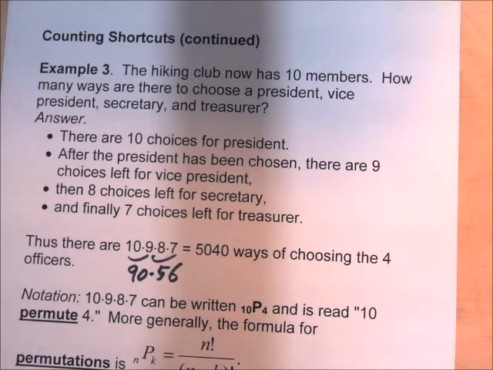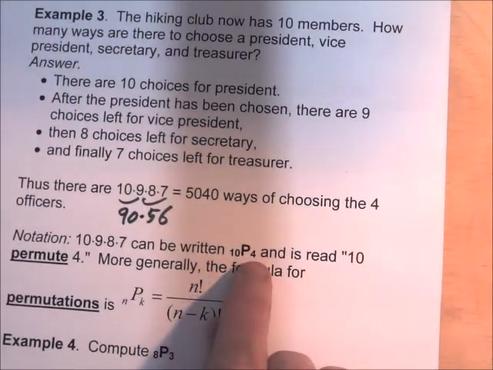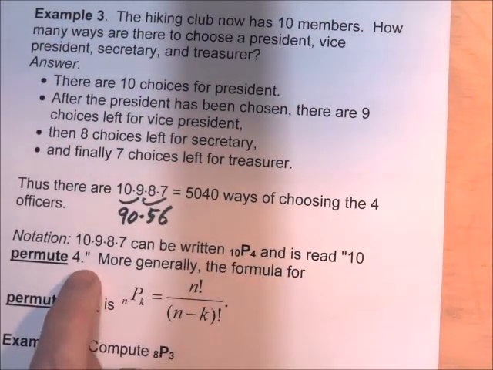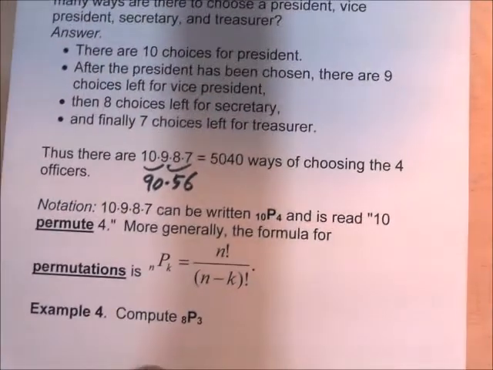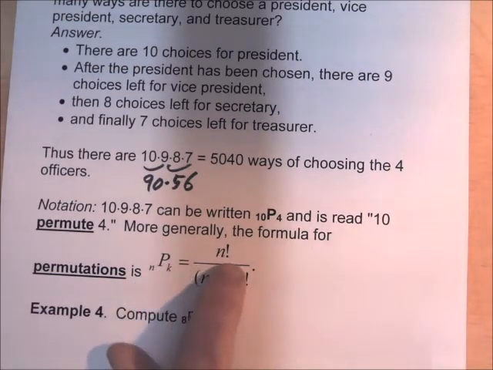And we also have a special notation for this. It's 10P4. You can read that as 10 permute 4. There's also a formula for this. n permute k, nPk, is n factorial over n minus k factorial.